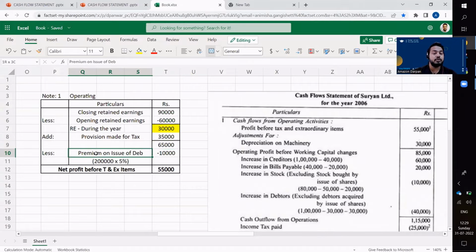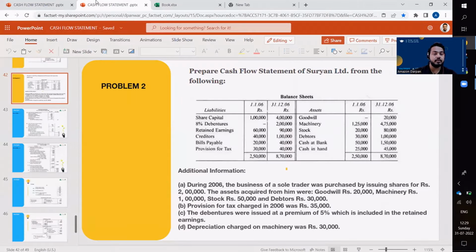Now premium on issue of debentures, we also see in the question that there was a premium issued on issue of debentures. So you can see point number C, the debentures were issued at a premium of 5%. But how will you compute, because you don't have any amount here? How will you do that?